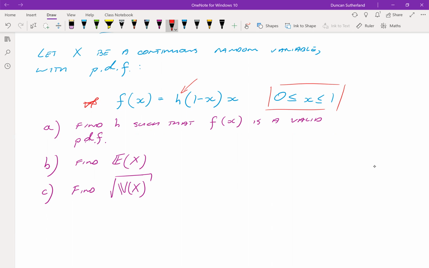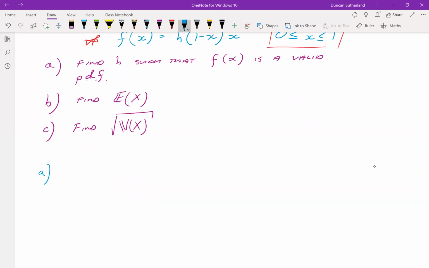The next two parts of the question demand that we find the expectation and the standard deviation. So this V is the variance, the square root of the variance is the standard deviation. All right, let's get cracking.